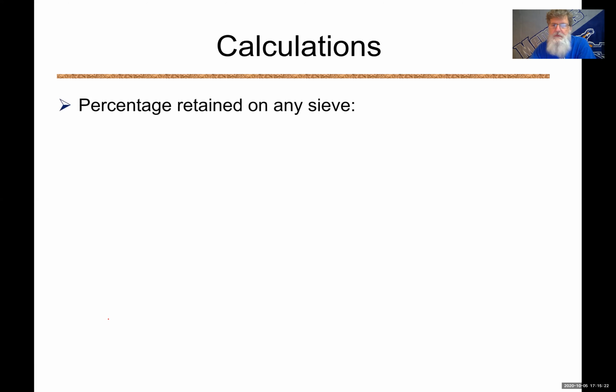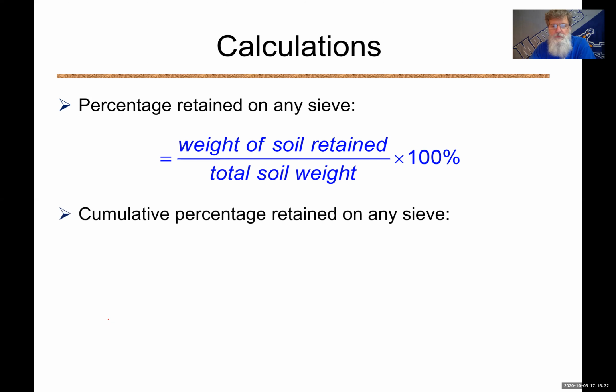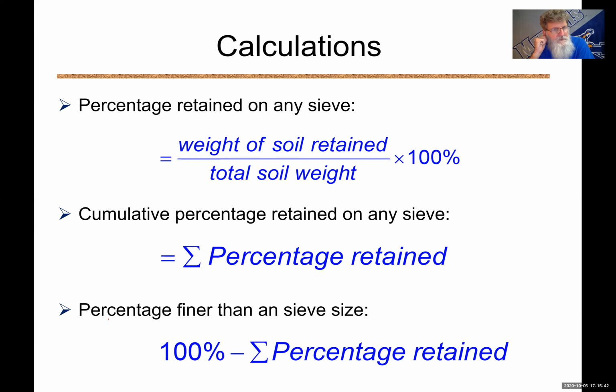So we've already talked about the calculations previously. You would do the percent weight or percent retained on each sieve. That's the weight retained over the total. Then we do the cumulative percent retained. We talked about that in a little more detail in the previous part 1 video. You can look back at that. And then we did the percent finer, which was 100% minus the cumulative percent retained. This is a little summary of our calculations.